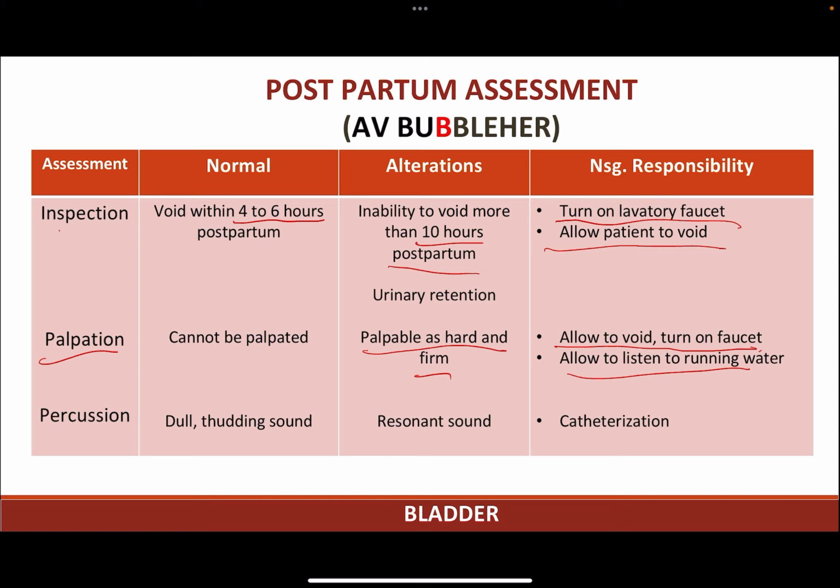If you do this nursing responsibility and nothing happens, you may refer to the physician, and the physician will order catheterization. Under percussion, in the alteration, it is a resonant sound.